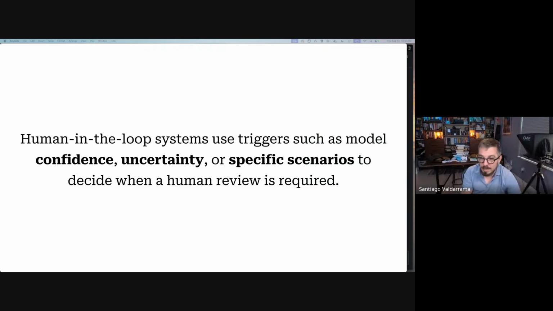Imagine that you have a binary classifier. When you have a binary classifier or a multi-class classification model, one of the things that is going to come out of the model is how confident the model is on that answer. Well, for lower confident answers, maybe send it to a human. Or specific scenarios. Oh, this is an image about this particular component. I don't want to touch that.